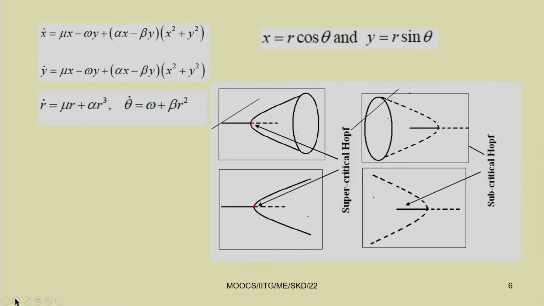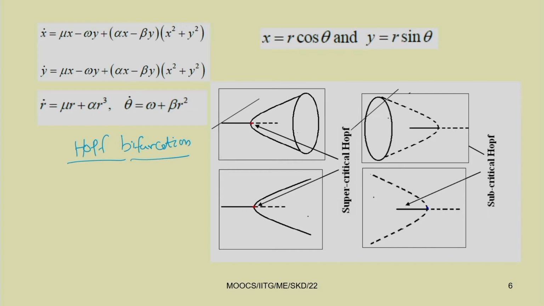Already we have discussed the bifurcation of the fixed point, and when we discussed the Hopf bifurcation, the generic form of Hopf bifurcation can be written in this way: x dot equal to mu x minus omega y plus (alpha x minus beta y) into (x square plus y square), y dot equal to omega x plus mu y plus (beta x plus alpha y) into (x square plus y square).